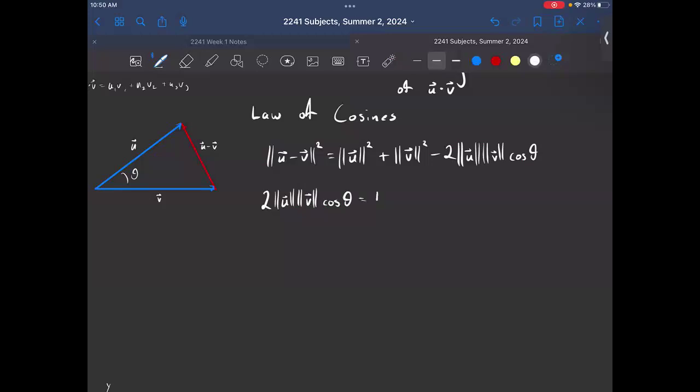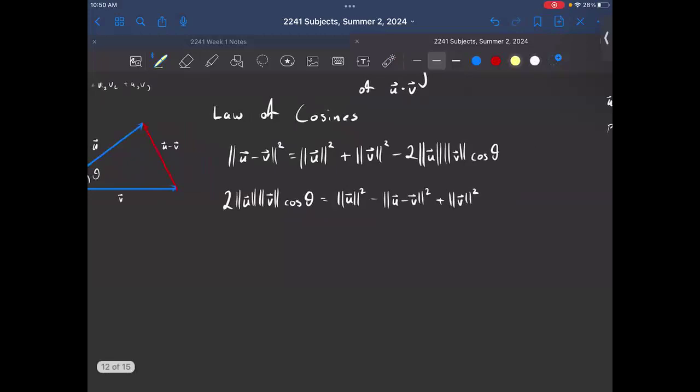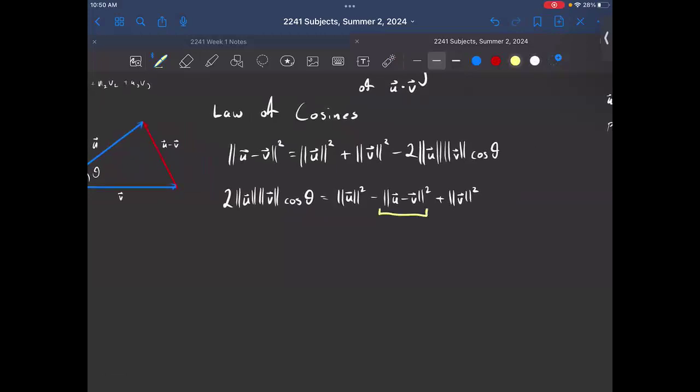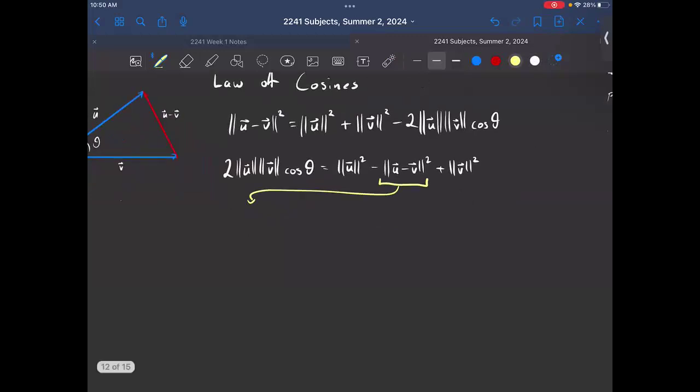And over here we have norm u squared. And then let's put this in the middle, minus norm u minus v squared plus norm v squared. Okay, and now let's go ahead and focus on this term for a second. So let's bring that outside of the equation, and we'll work with that and see what we end up with.